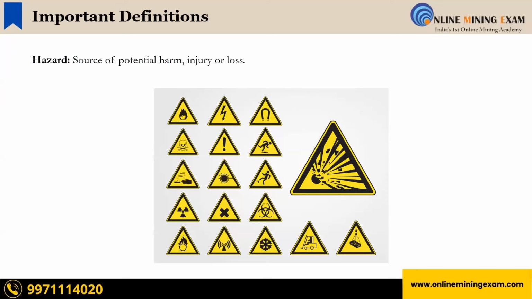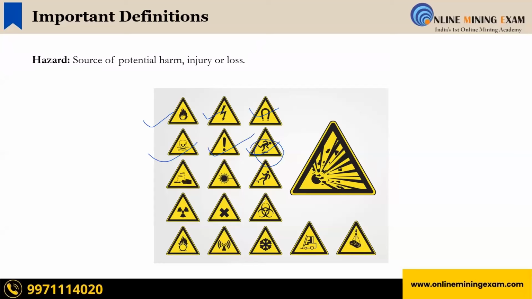So this is one important definition, and we are talking about hazard. I already told you that source of any potential harm, injury, or loss is called hazard. You see these are the signboards which are used to depict some kind of potential harm, injury, or loss is present. So these are the pictorial representation of any hazard that is existing. ओके, ये सारे डायग्राम किसी हजार्ड को शो करने के लिए यूज किया जाता है.